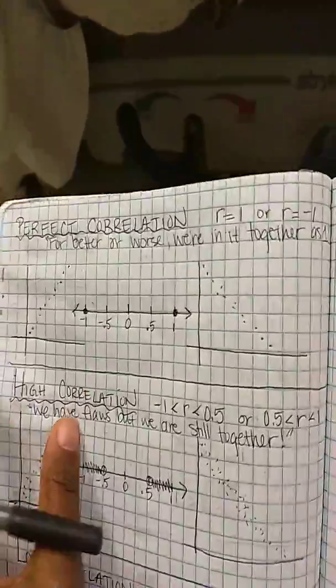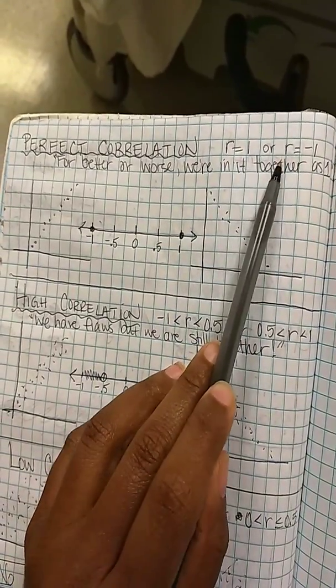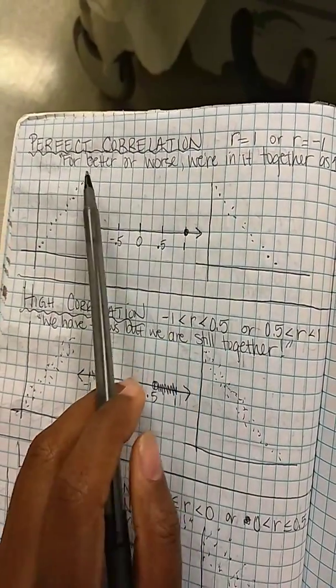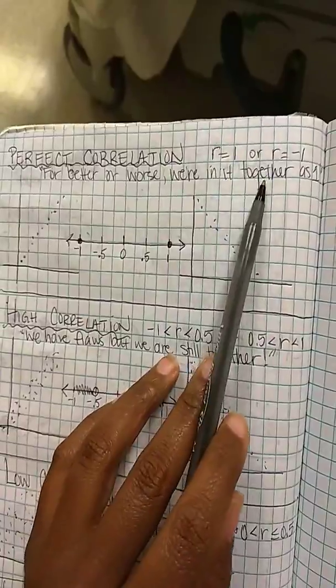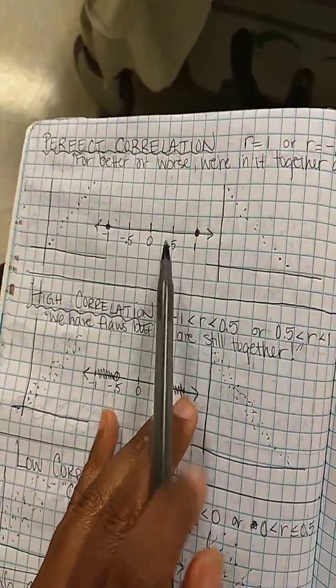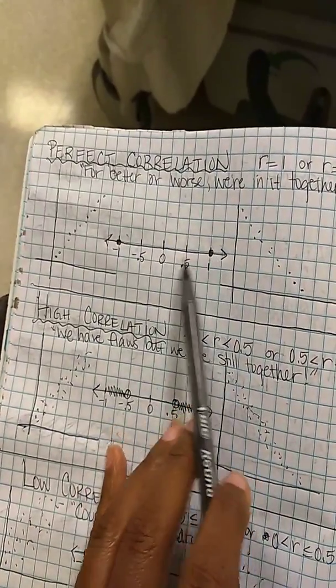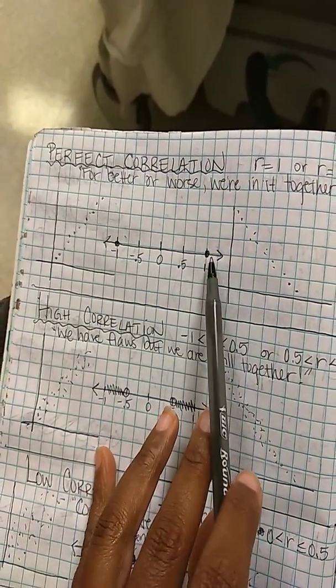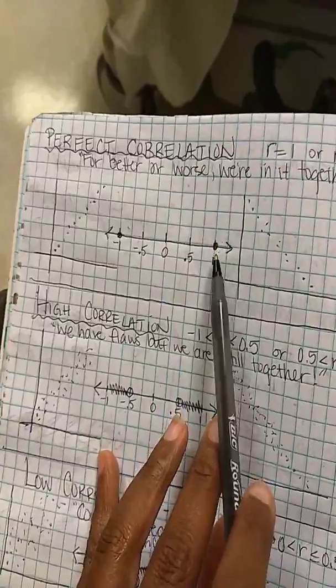So just to give a visual understanding of what I'm saying, if I have perfect correlation, my R equals 1 or my R equals -1. For better or worse, we're in it together. If you go up, I'm going up. If you go down, I'm going down. And if we think about it in terms of numbers, it is exactly at -1 or exactly at 1, or maybe it's 0.99.